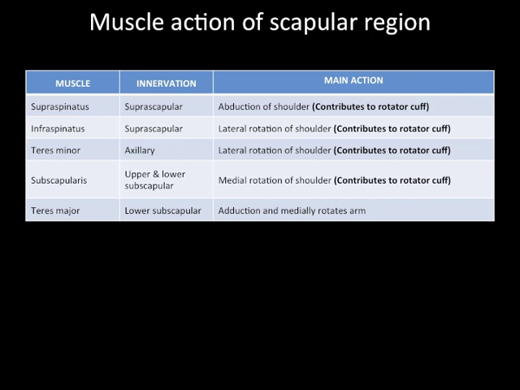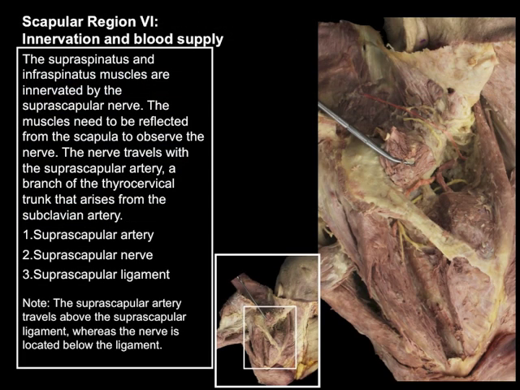Again, as a review, here's a table with the muscle names, their innervation, and their main actions. The supraspinatus and infraspinatus muscles are innervated by the suprascapular nerve. The muscles need to be reflected from the scapula to observe the nerve. The nerve travels with the suprascapular artery, a branch of the thoracocervical trunk that arises from the subclavian artery.